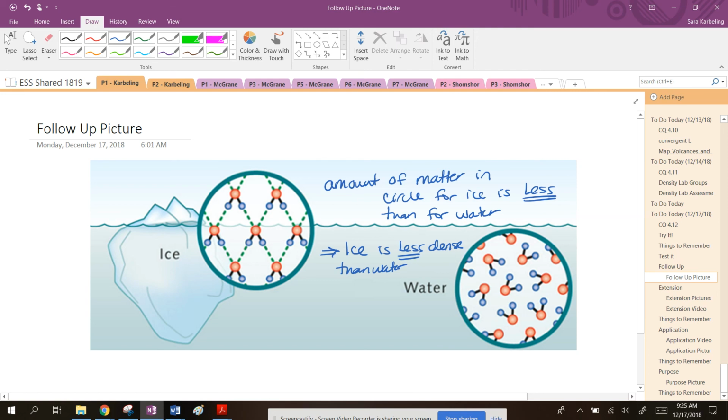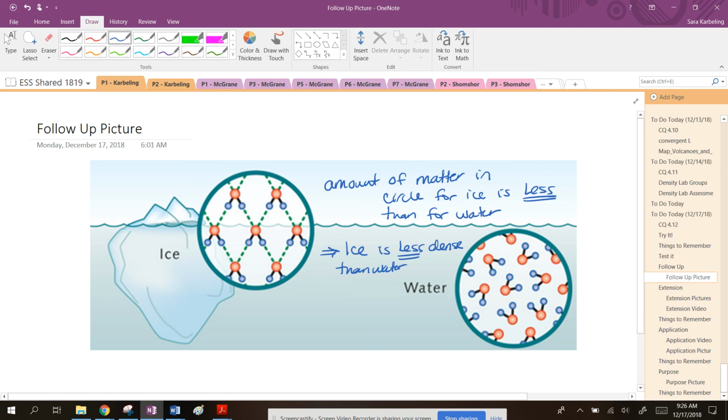How are we doing? So basically when we're drawing this, we just have to make sure that the ice one has fewer of the little molecules, fewer of the pieces of matter than the water does in the same size circle, right? Same size circle means like the same volume, and there's less matter in that volume. We doing all right?